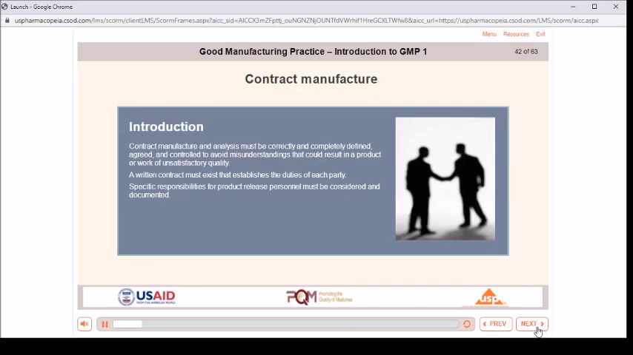Contract manufacture. Introduction. Contract manufacture and analysis must be correctly and completely defined, agreed, and controlled to avoid misunderstandings that could result in a product or work of unsatisfactory quality. A written contract must exist that establishes the duties of each party, specific responsibilities for product release, personnel must be considered and documented.